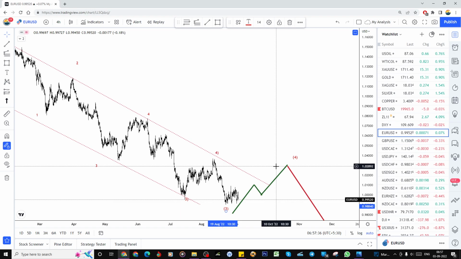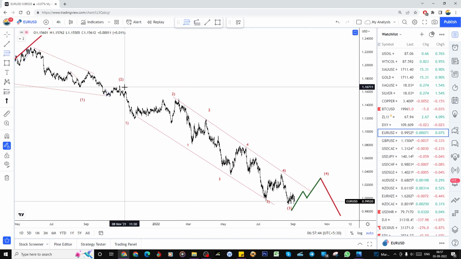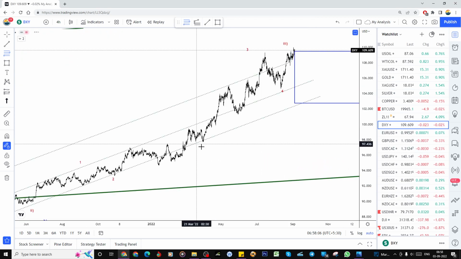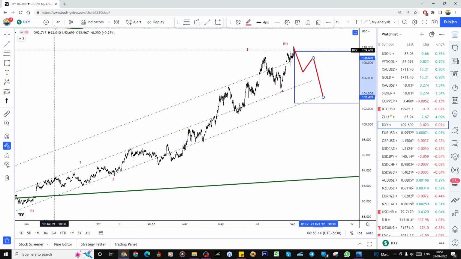I'm expecting at least a 30%, a 38.2 retracement for this third wave, right? There's a one, there's a two. So for this third wave I'm looking for 23.6, and the next one is 38.2. Whether it is going to happen, nearly the bounce is what I'm expecting here. So in DXY also I'm expecting the fourth wave here, like this one on the daily chart.